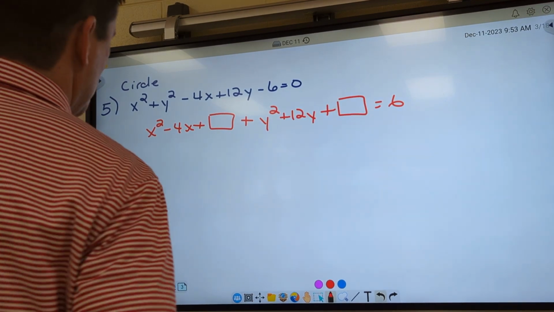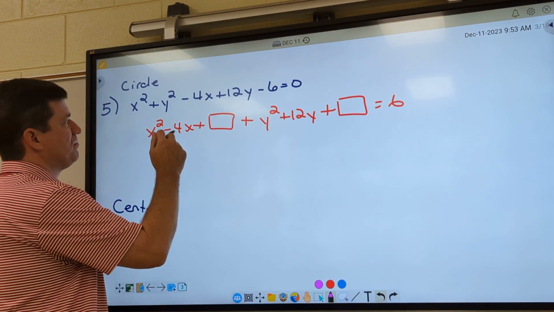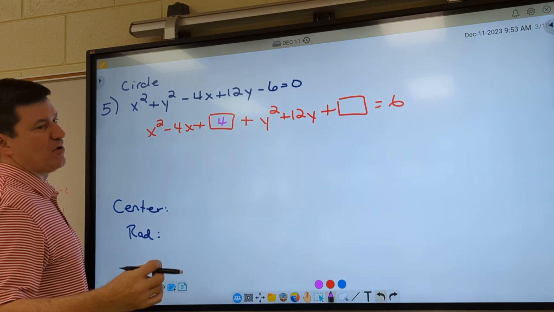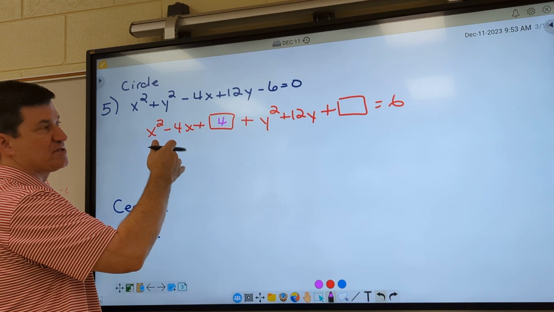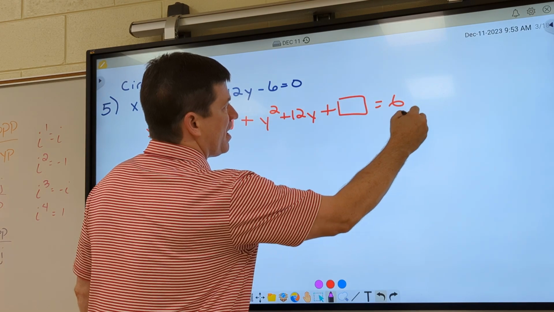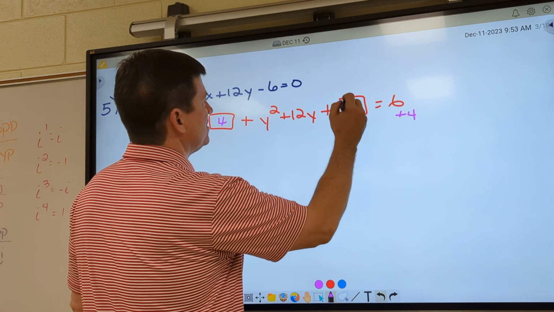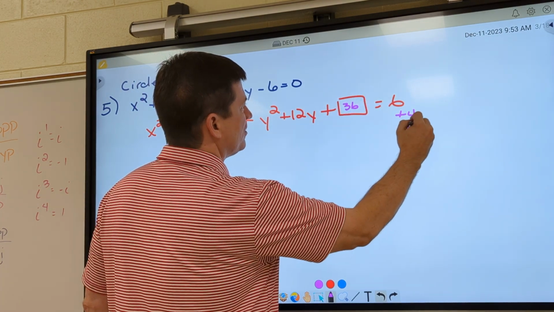All right, so to finish this up, got to fill in your box. That's easy. Half of 4 is 2, squared is plus 4. Remember on the circle problems, whatever you add on one side, you got to add on the other. So I got to add a plus 4 over there as well. Half of 12 is 6, squared is 36, so I need a 36 over here.